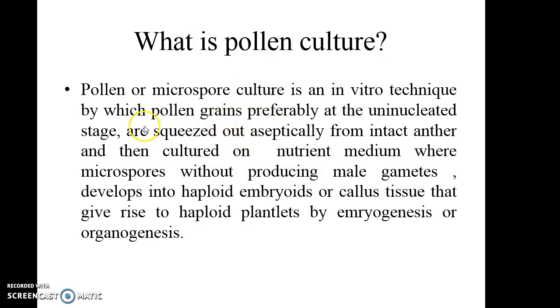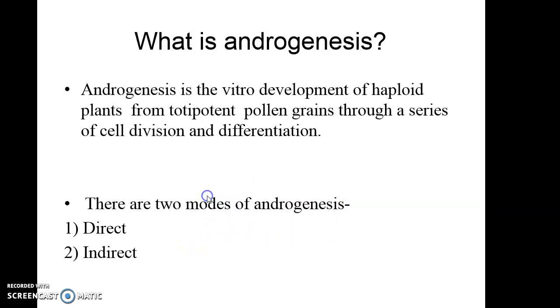But in vitro, the pollen or the microspore develops into embryoids and callus tissue, and that will give rise to haploid plantlets through embryogenesis or organogenesis. That is the pollen culture. And in the exam, you will get a question for 2 marks: what is meant by androgenesis?